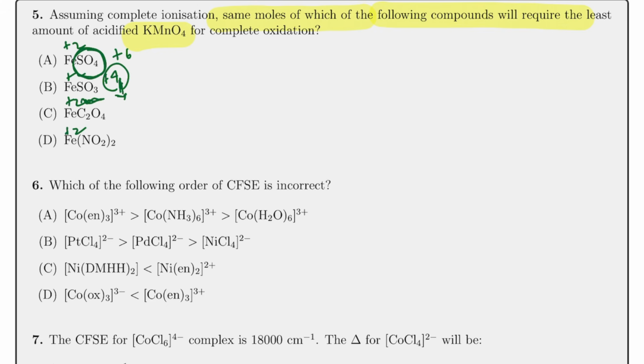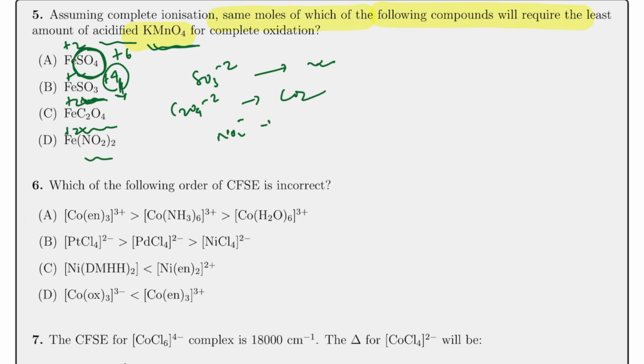If it is +4, then there are chances that SO3 2- will also be converted into something. And oxalate ion will furnish CO2 when you have MnO4 minus in acidic media. Similarly you have NO2 minus, so you will feel that in B, C, D there will be more reaction compared to the first one. SO4 2- will have no reaction. If there is no further reaction of this second product, then definitely the least amount of KMnO4 will be required in that case only.